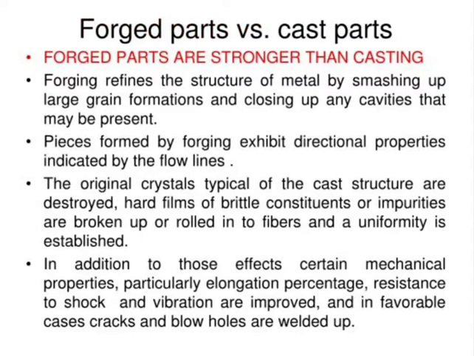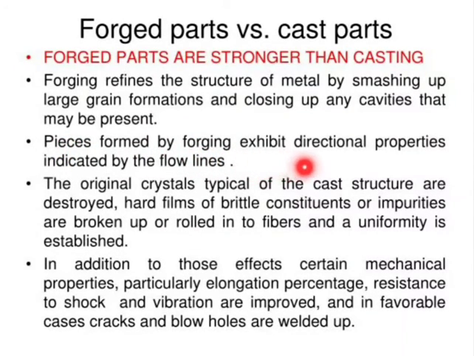Now we will see the difference if a part is cast and if the same part is forged. These are both processes of forming parts, these are the operations to form the parts. But what is the difference? Forged parts are stronger than castings. Why? Forging refines the structure of the metal by smashing up large grain formations and closing up any cavities that may be present.